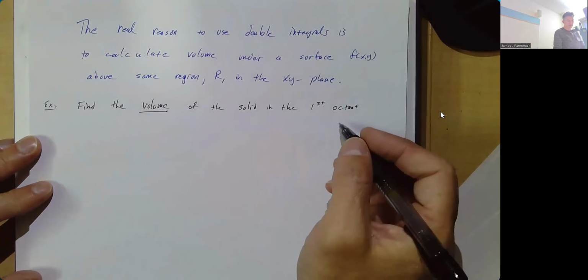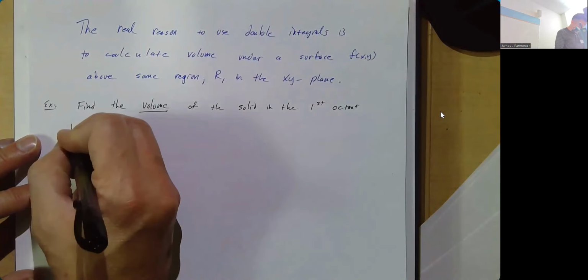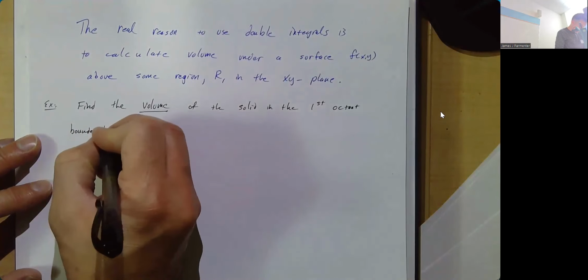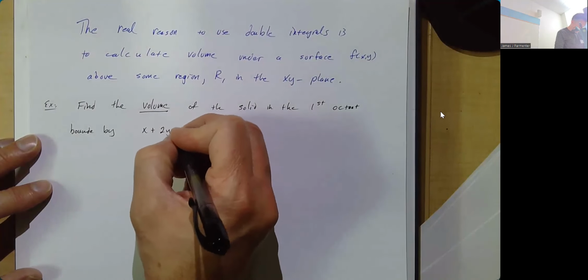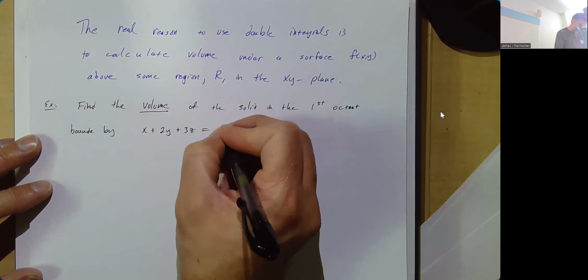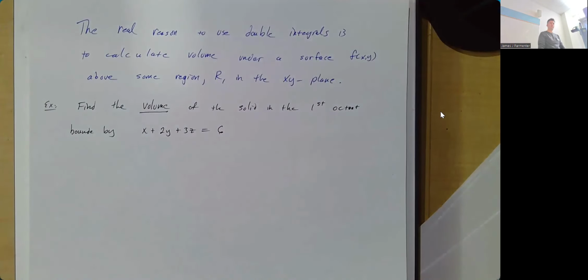To find the volume of the solid in the first octant bounded by the plane x plus 2y plus 3z equal to 6. Not that you need to necessarily draw the plane, but I want to draw it anyway just so you have an idea of what's going on here.